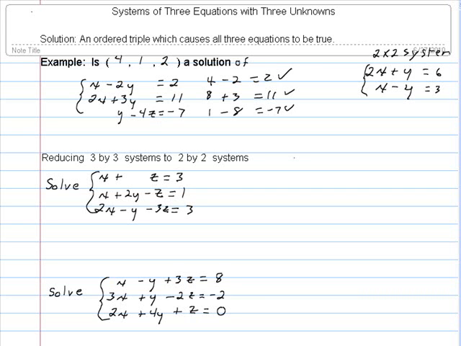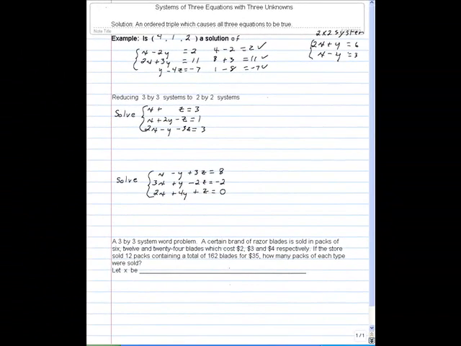Now, how do you go about coming up with the solution? How do you solve a system of three equations? And to do that, let's recall how we solve a system of two equations. I've got two equations with two unknowns over here on the side. I've made it kind of simple to save time.